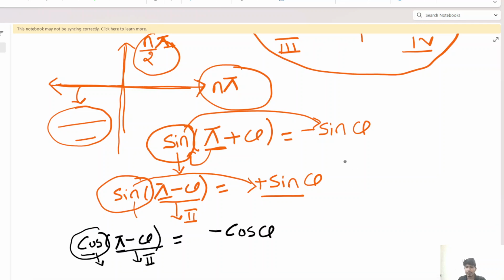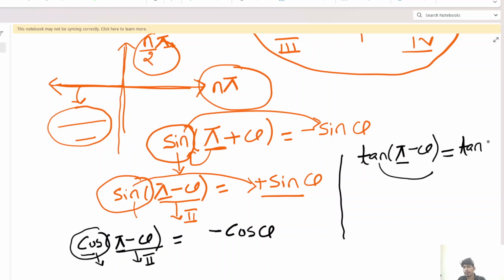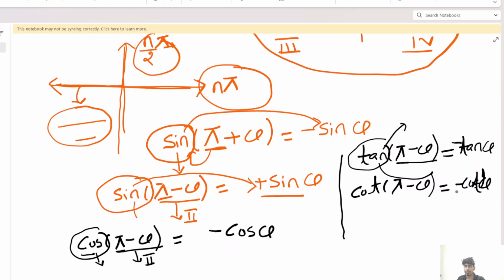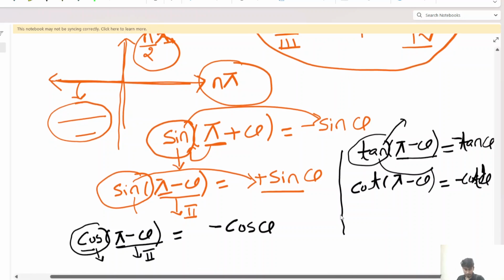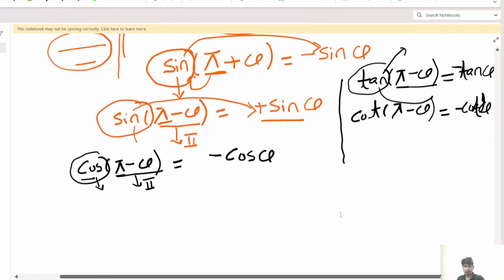Then tan of pi minus theta. Here is pi, which means no change in the tan function, so tan theta. This is the second quadrant. We know this function is negative in the second quadrant, so here it is negative. Similarly, cotangent of pi minus theta is minus cot theta.